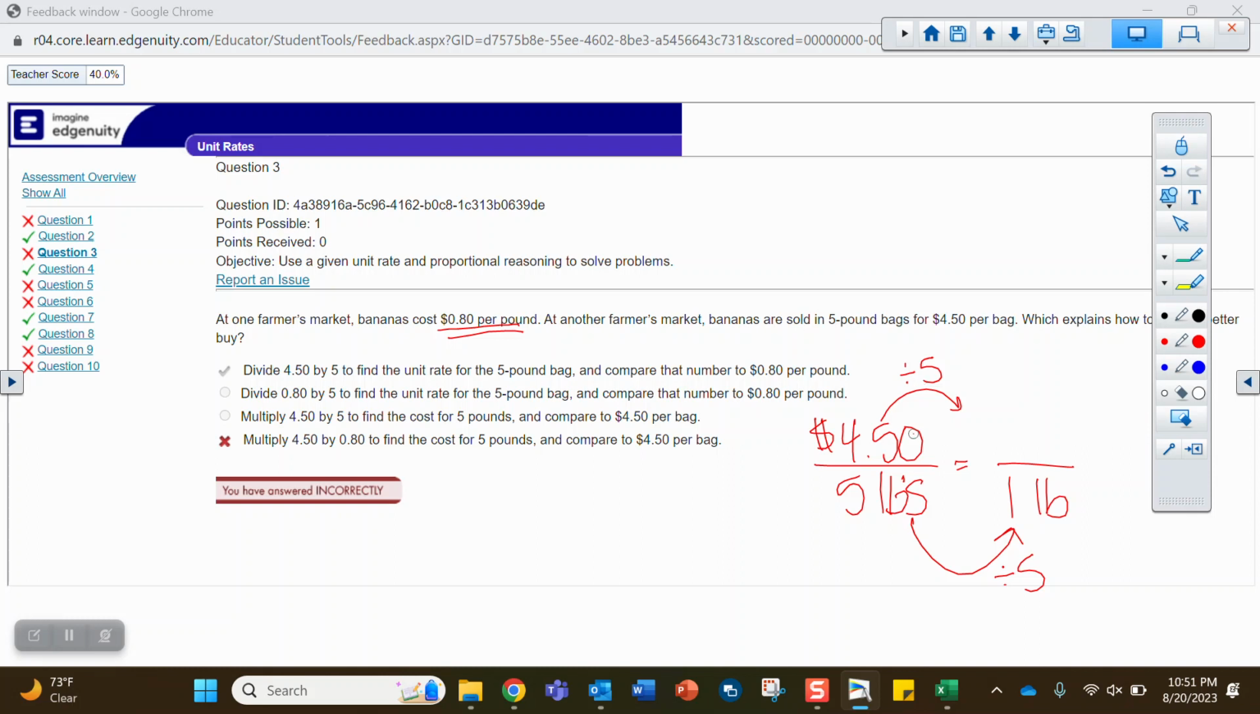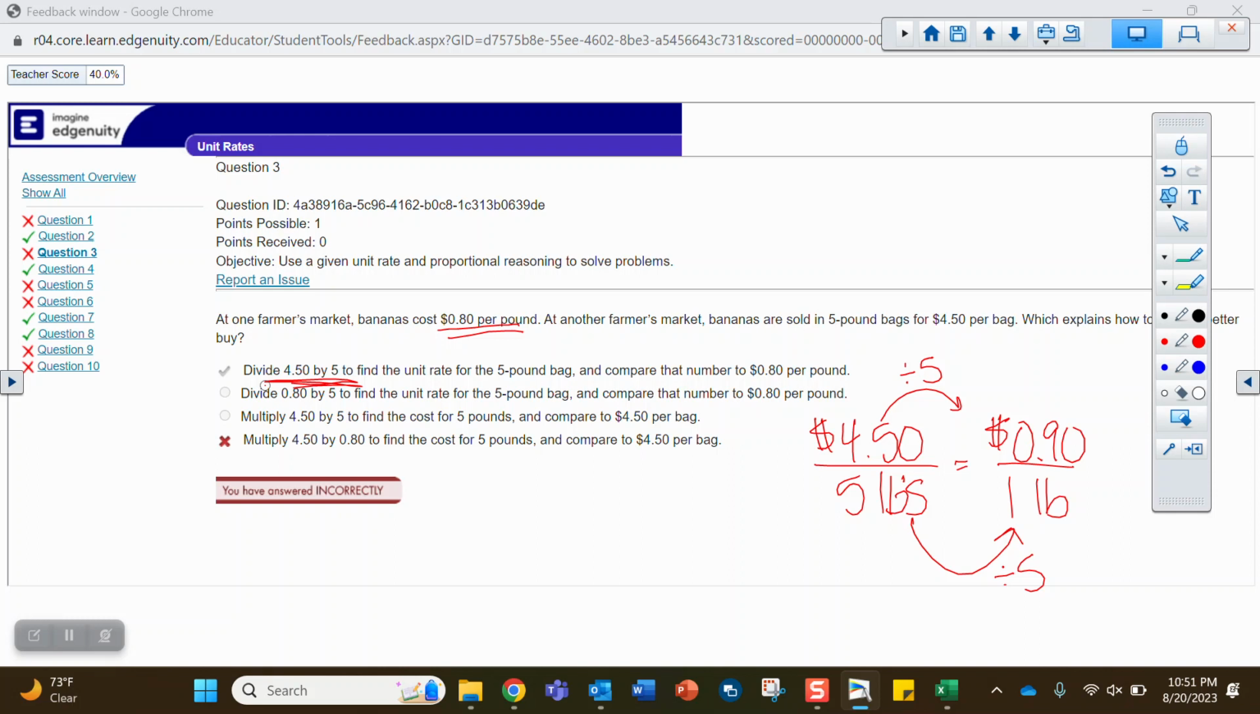So $4.50 divided by 5, we don't actually even have to find the answer because it just wants us to know what you would do. But we would divide $4.50 by 5 because that's going to tell you how much it costs per pound at the second store.